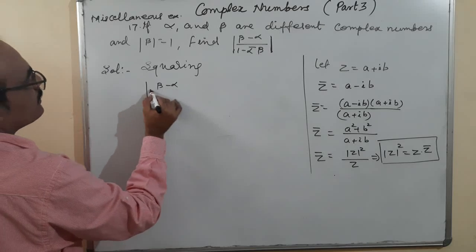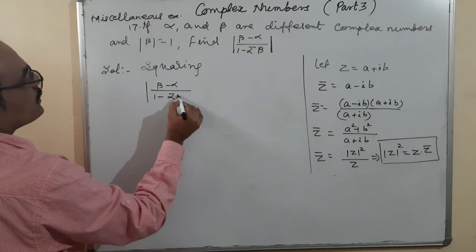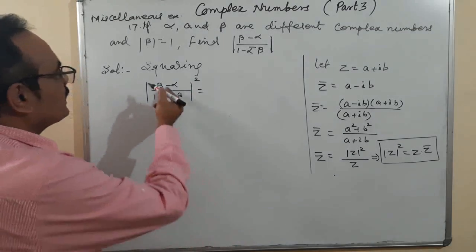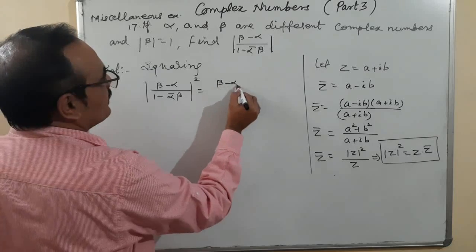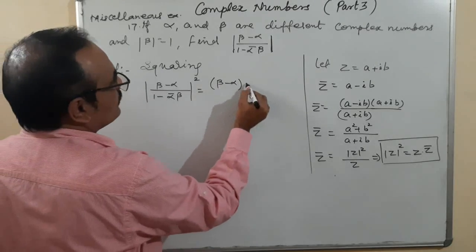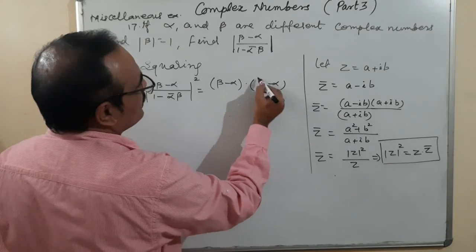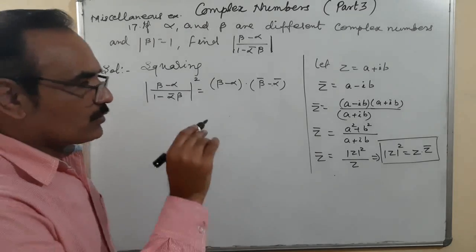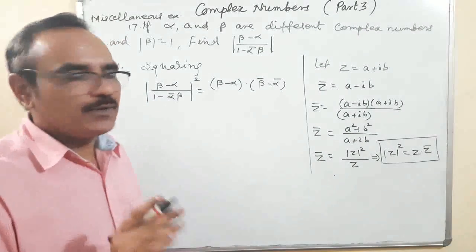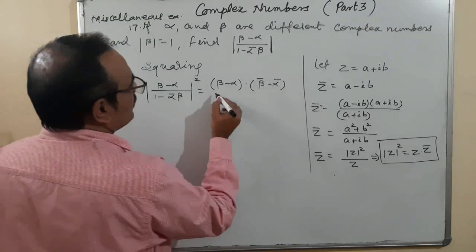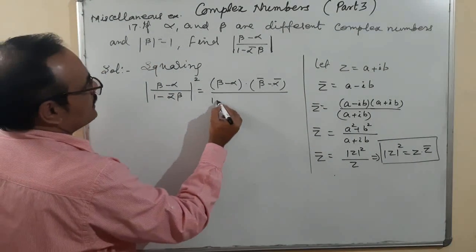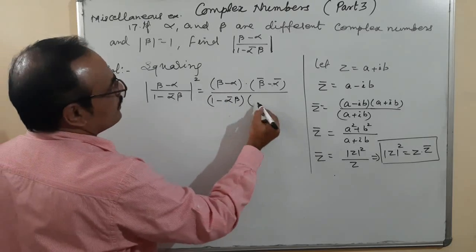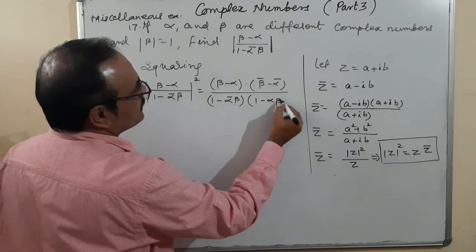Then what happens? Squaring (beta − alpha) upon (1 − alpha conjugate beta) whole square, and its whole square, what does it mean? I can write it as (beta − alpha) dot (beta − alpha) with its conjugate. Conjugate of a − b is equal to conjugate a − conjugate b. We can write it upon (1 − alpha conjugate beta) upon (1 − alpha beta conjugate).